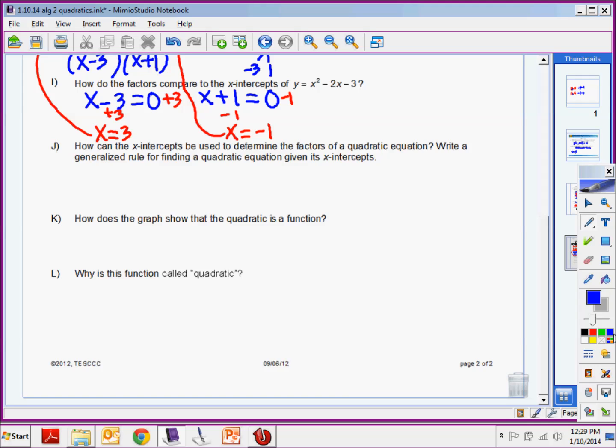How can the x-intercept be used to determine the factors of a quadratic equation? So if I know that my x-intercept equals 3, how can I work backwards to figure out what the factor is? We know that our x-intercept is 3. We're going to work backwards. How can I write this as a factor? x minus 3. So it's the opposite, right? So my factor would be the what? The factor is the opposite of the x-intercept. There you go.